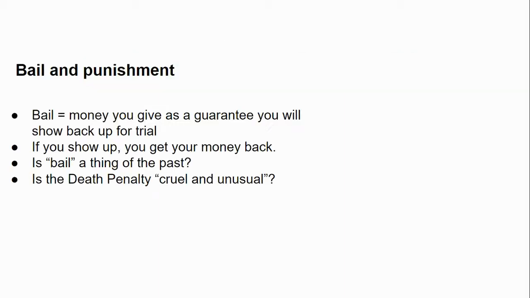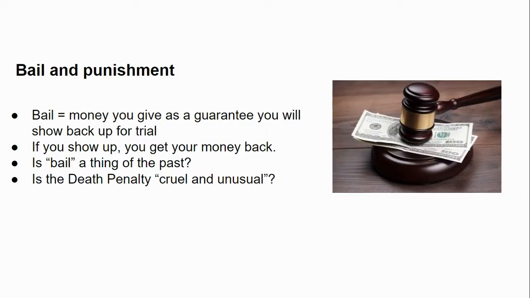So let's break this down a little further. Really, the Eighth Amendment is talking about two things: bail and then your punishments. So let's explain bail a little bit. Bail is the money that you give as a guarantee that you're going to show back up for a trial.